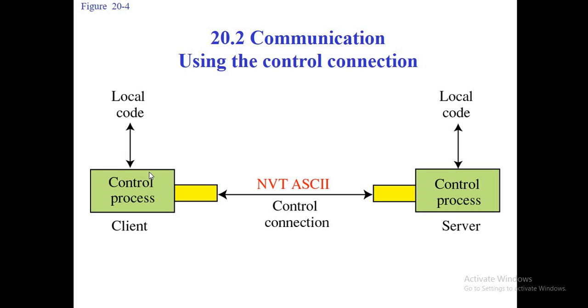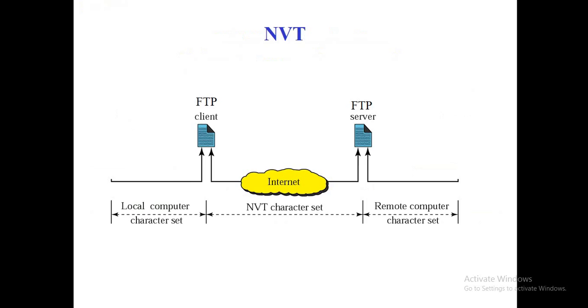We know that the client side may use some character set, and the server side may use some other character set, so there has to be some compatibility in between. That is nothing but the NVT character set, ASCII, as you can see here. Whatever data is generated from the client side is converted to the universal NVT character set, and on the server side it is converted back to the character set of the remote machine, and then it is given to the server for processing.